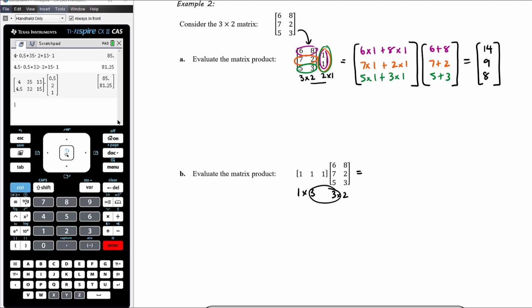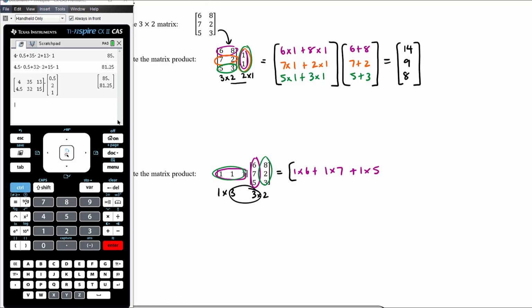So we've got a 1 by 3 times a 3 by 2, so we're going to get a 1 by 2 matrix in our answer. And we're going to do our 1 row times our left column, which is going to go on the left, and then our 1 row times the right column is going to go on the right. Okay. So we're going to have 1 times 6 plus 1 times 7 plus 1 times 5 for the purple multiplication, and then the green one is going to be 1 times 8 plus 1 times 2 plus 1 times 3.